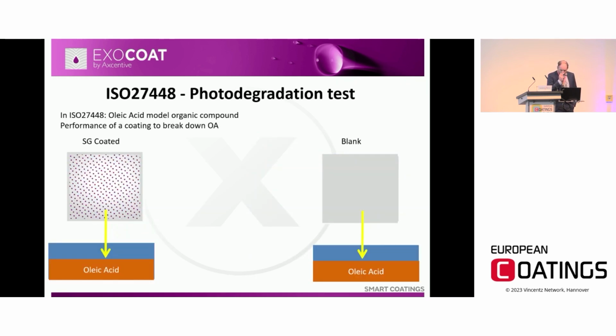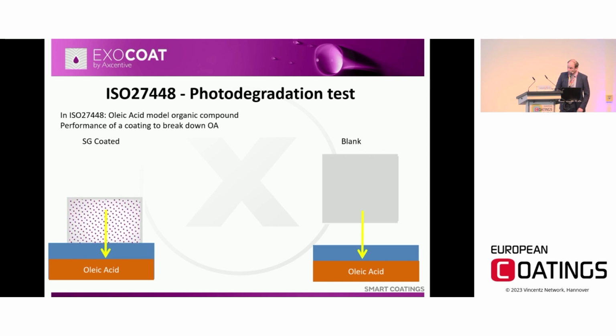Well, does it then work? So we performed some practical tests to check the breakdown of organic matter, which is promised by this mechanism. And I'd like to go over this slide, but bear with me on this slide because it's a complicated one. So the test we followed here is the ISO 27448, which is simply a test that prescribes that you break down an organic matter. The model compound here is oleic acid, and you really measure the performance of the coating to break down oleic acid.